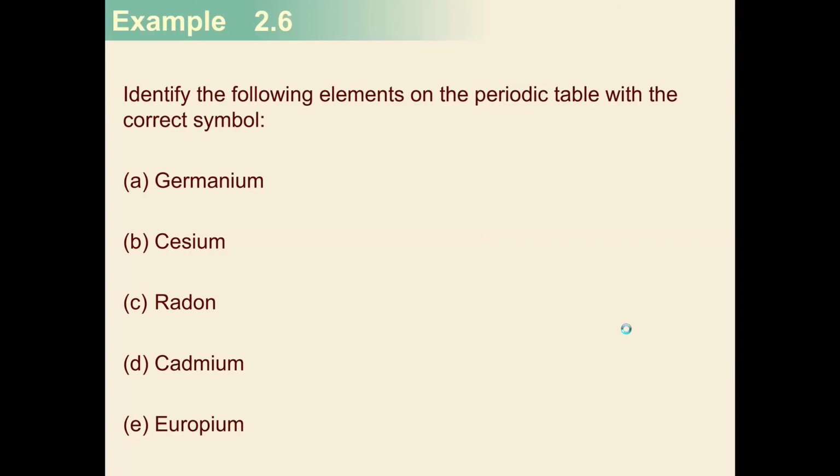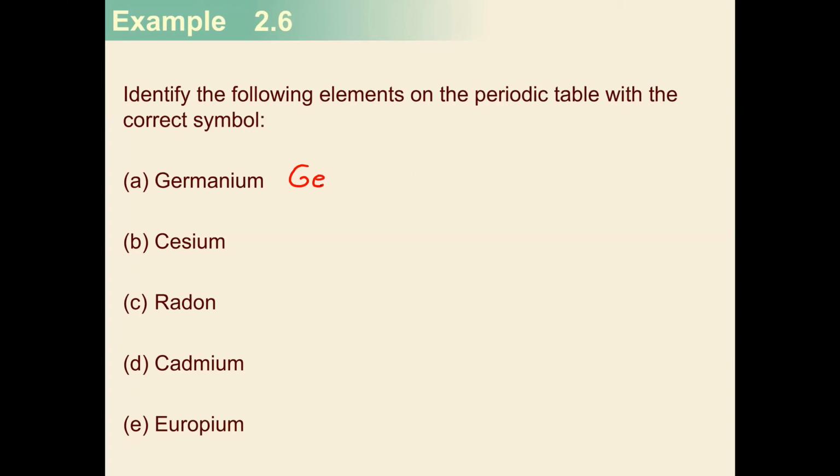So let's identify the following elements on the periodic table with the correct symbol. The first one that we want to do is germanium. If I go and look at the periodic table, that is going to be the element Ge.